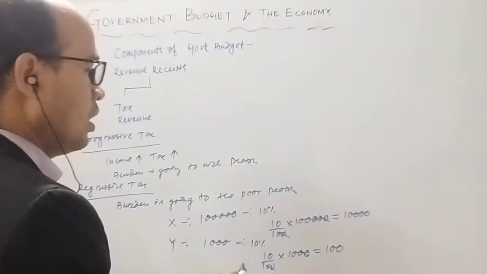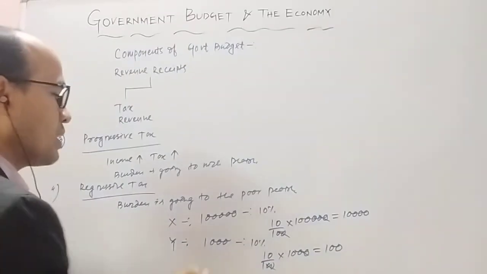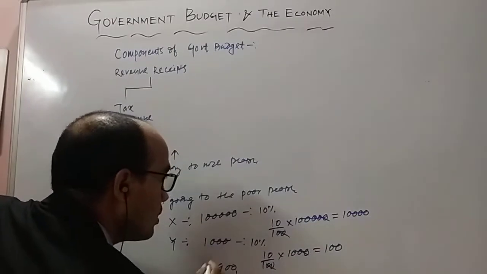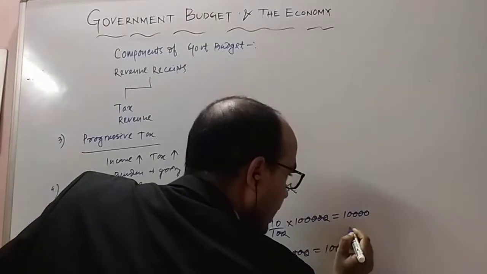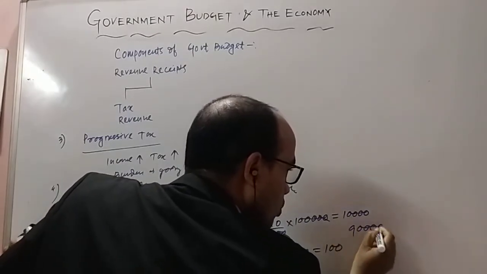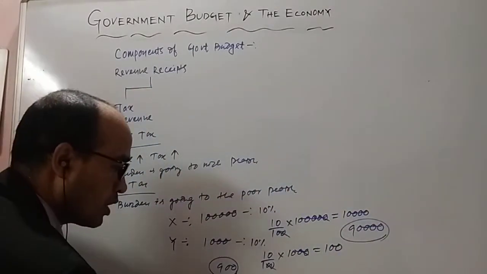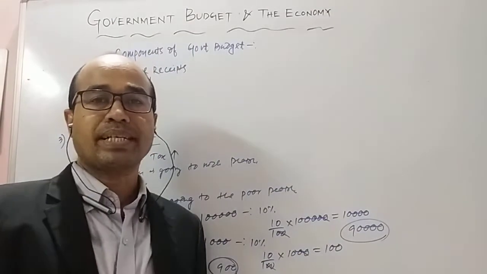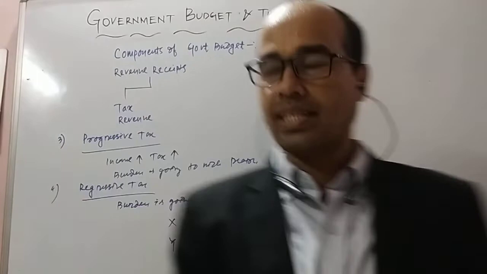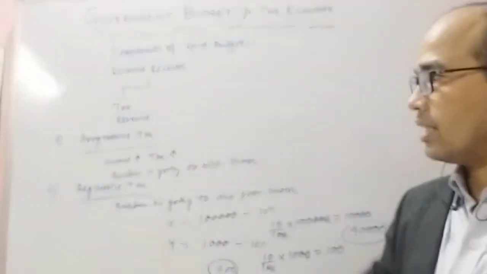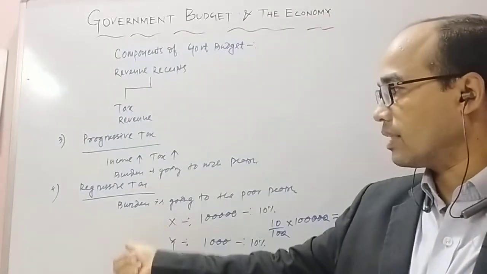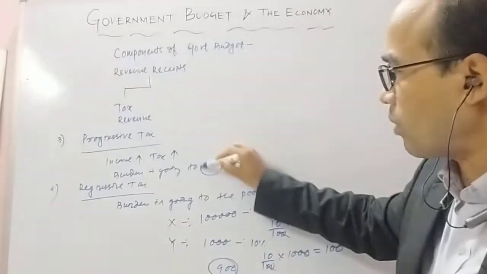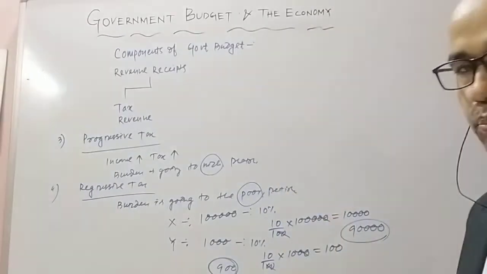That means 100 rupees. That means here you could deduct this one. That means 900 rupees left with you. Here 90,000 is there. So Mr. X has no problem, but Mr. Y suffers a lot because he declines his consumption expenditure. Are you getting my point? Once again, if you go through the regressive tax, the real burden is going to the poor people. Remember that. Here, the rich have no problem, but here the poor suffer a lot.